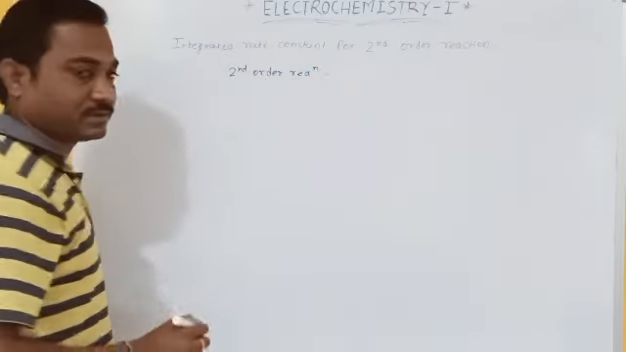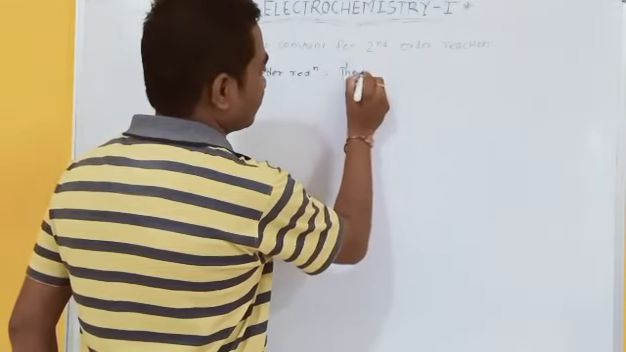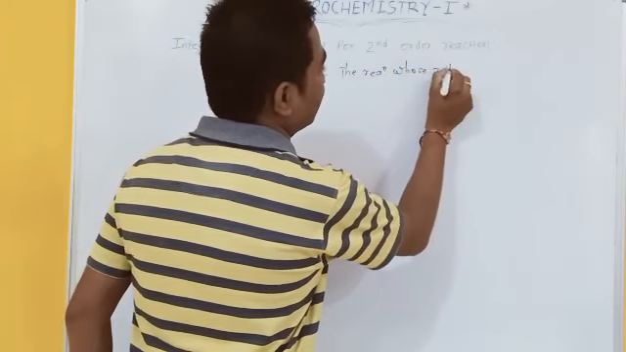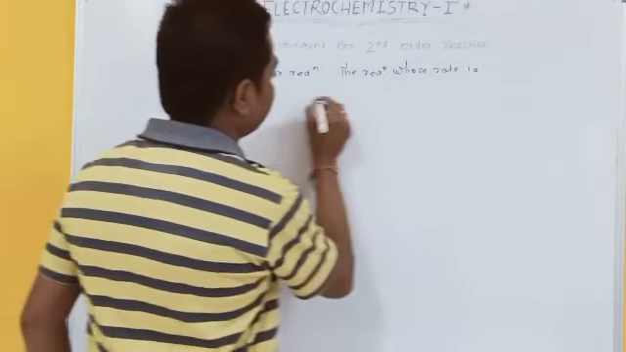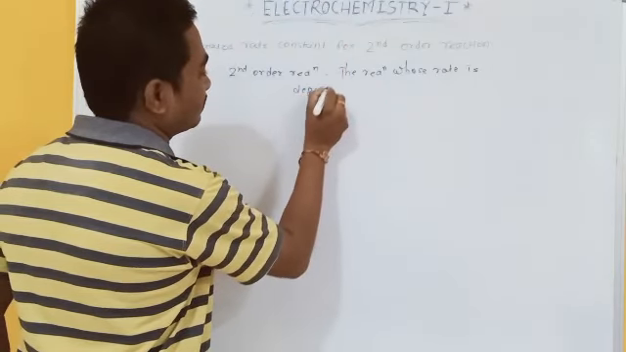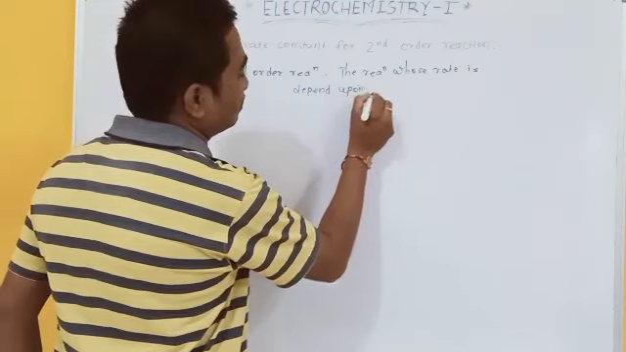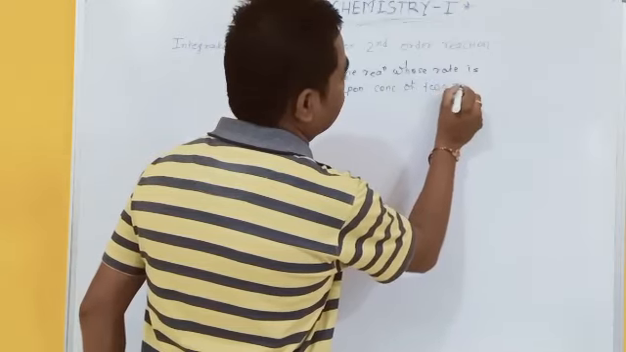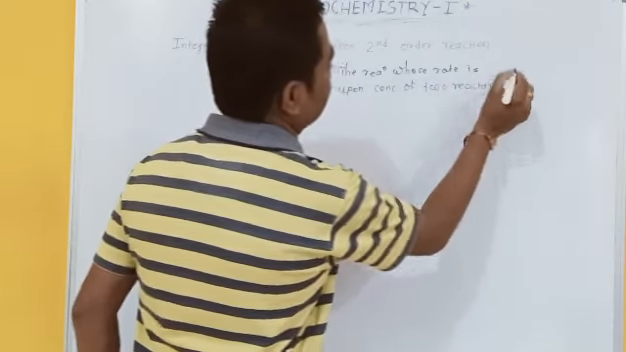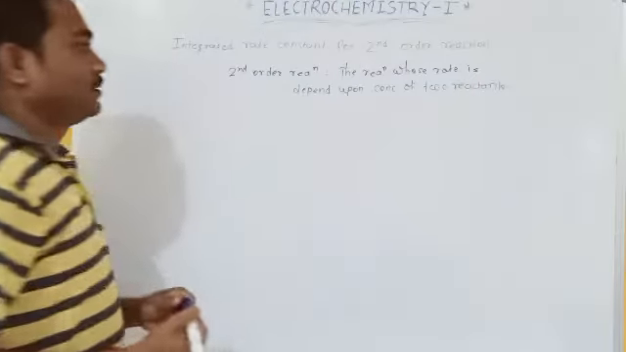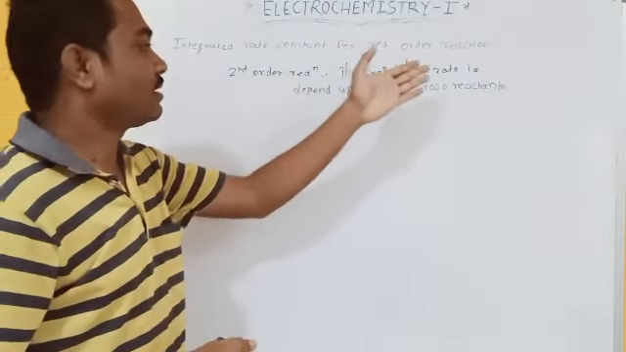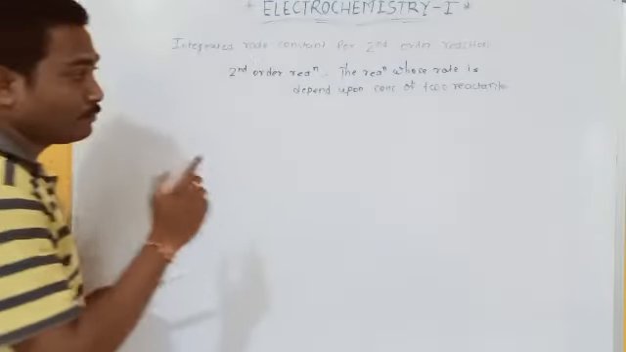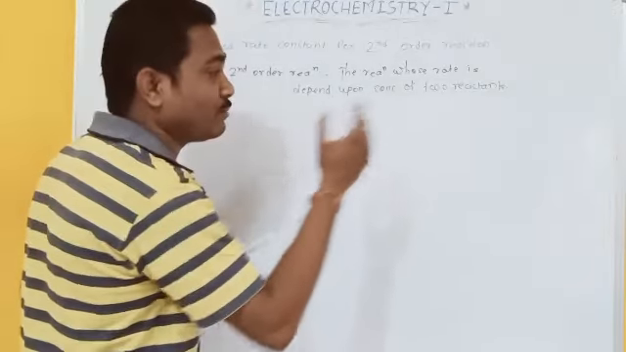Second order reaction: the reaction whose rate depends upon the concentration of two reactants. A second order reaction is a reaction where the rate of the reaction depends upon the concentration of two reactants, but these two reactants may be the same or different.